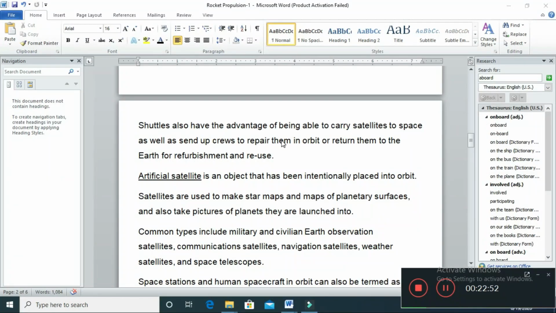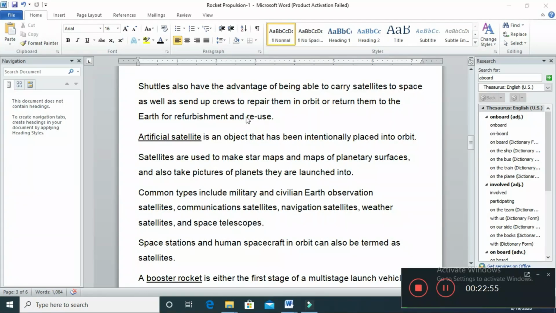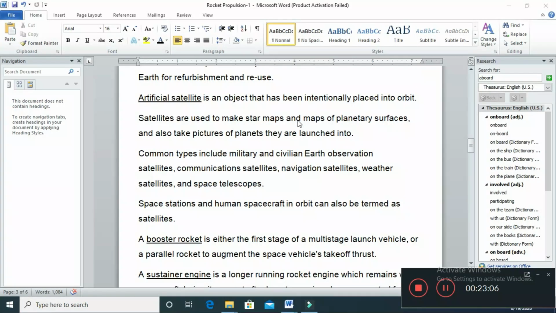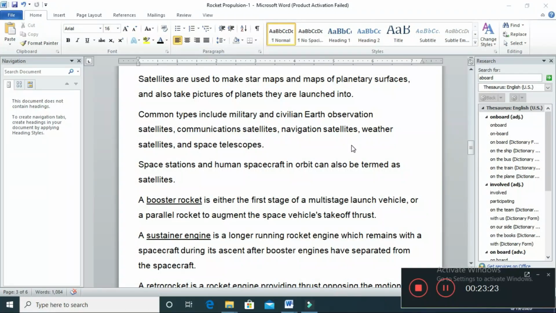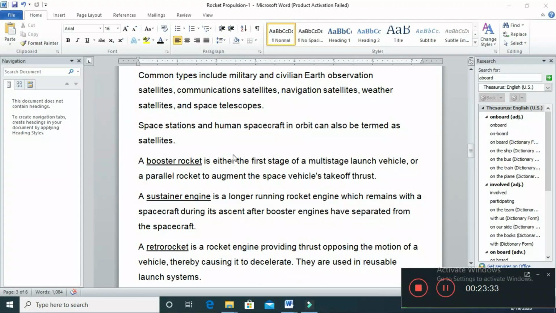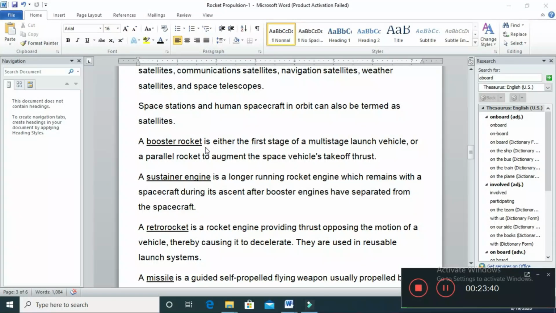So space shuttle has the advantage to carry satellites to the space, and the crews can travel for the repair of the satellite within the orbit. The rockets are used to send satellites. Satellite, as we know, is the object which is intentionally placed into orbit, and there are several applications of satellite: maps of the planetary surfaces and other purposes such as communication, navigation, and predicting weather. Then the space station and human spacecraft can also be considered as satellites.